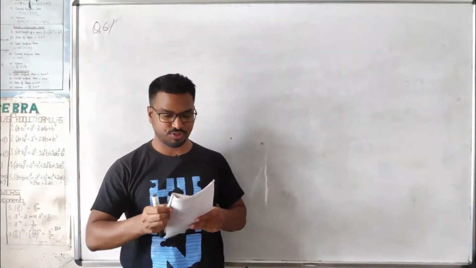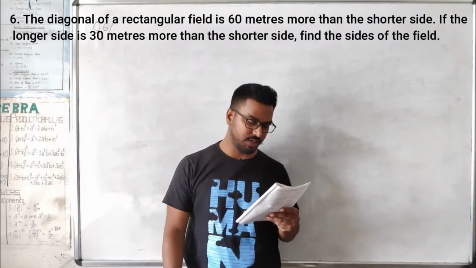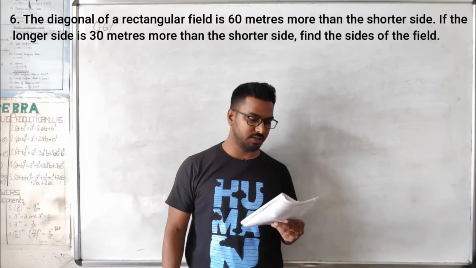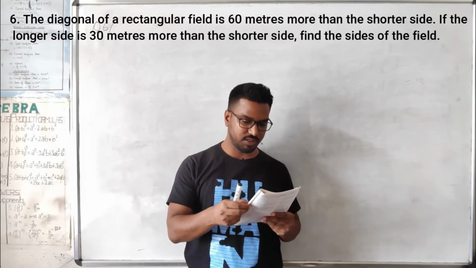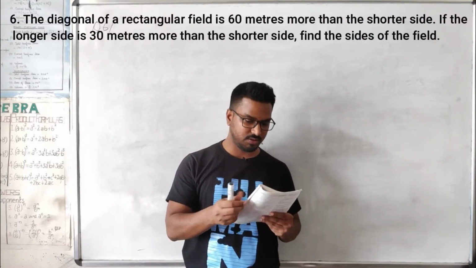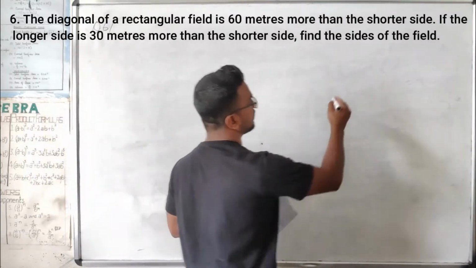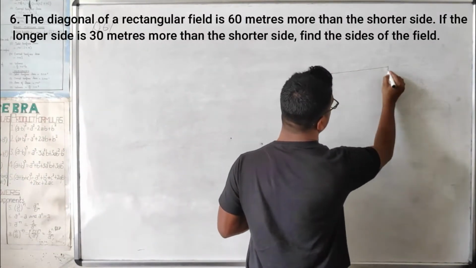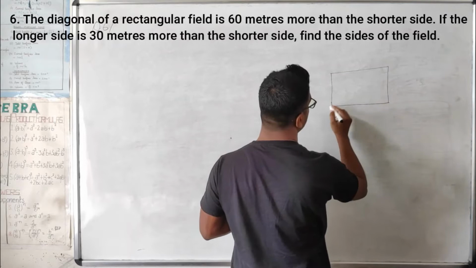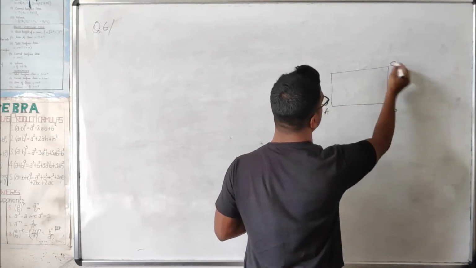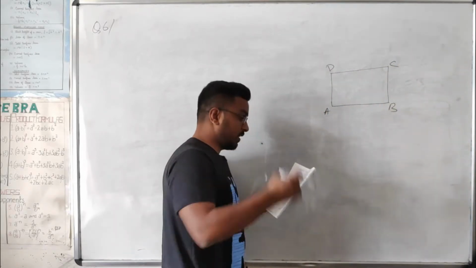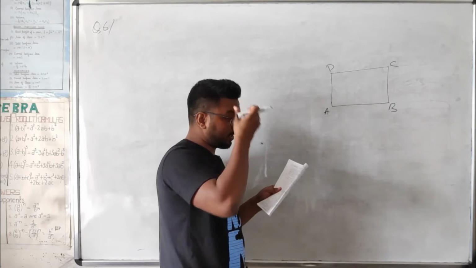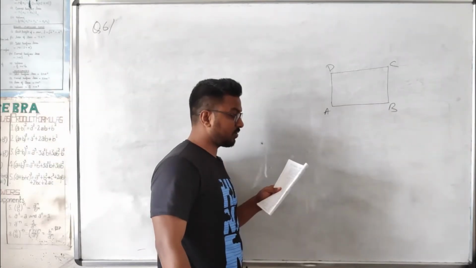Moving to the next question, question number 6. It is given the diagonal of a rectangular field is 60 meter more than the shorter side. Okay, let me draw the rectangle first. This is the rectangle. Suppose it's A, B, C, D. And here it is given the diagonal of a rectangular field is 60 meter more than the shorter side.